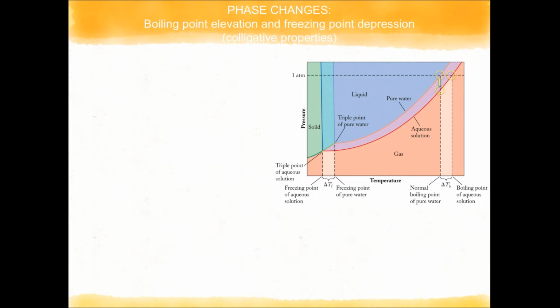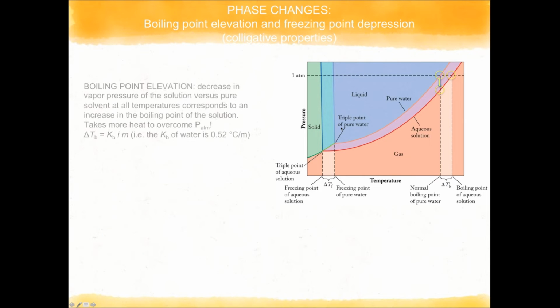Okay, so boiling point elevation on one hand, and then we have an equation that lets you calculate what that change in temperature actually is. And it depends on a few things. One is going to be the boiling point elevation constant. So for water, it's 0.52 degrees Celsius per molal.